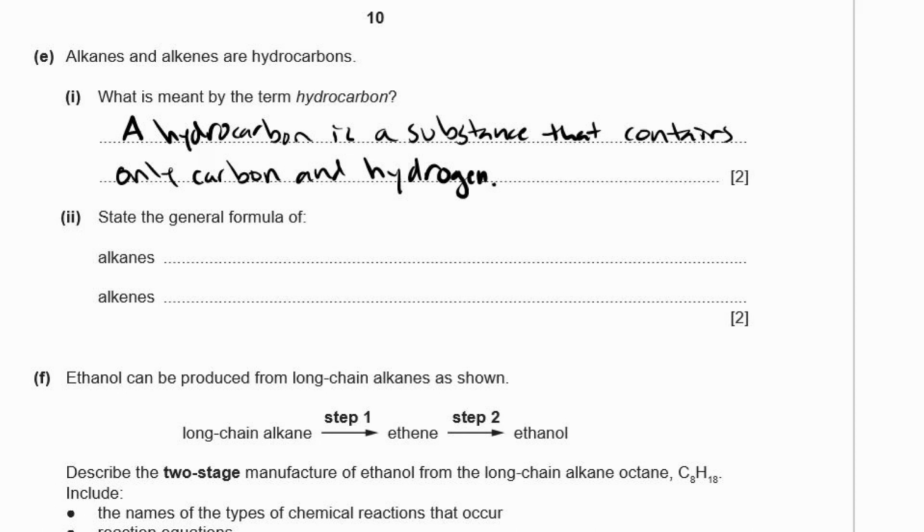And state the general formula of alkanes. That is CnH2n plus 2. And alkenes, that's CnH2n. Because remember, we have 2 hydrogens for every carbon plus 2 at the end, however long the chain is. But for an alkene, we take away 2 of those hydrogens, so we only have 2 hydrogens for every carbon.